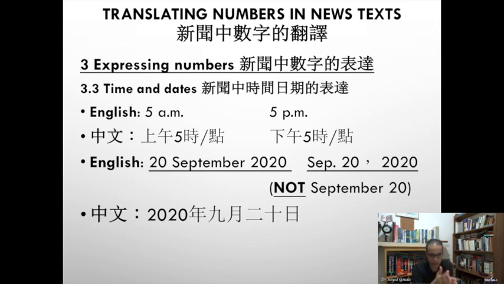The dates in English, you can use the British style or the American style. British, they start with the day, then the month, then the year. In the American style they use the month first, then the day, then the year. Both correct, but the Chinese always use the year first, then the month, then the day.